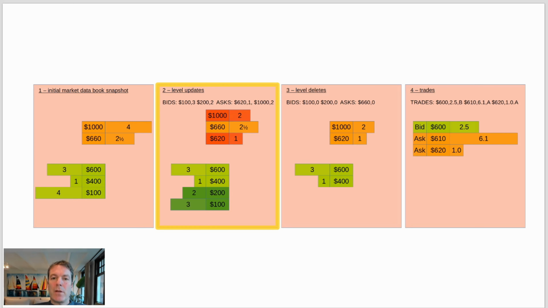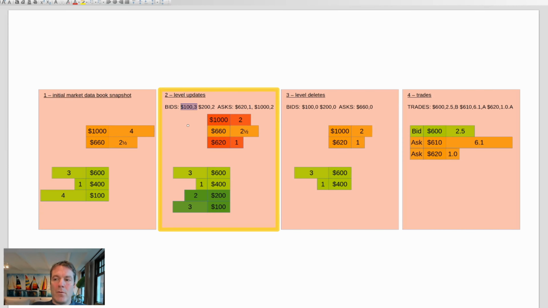Box 2 shows some example level updates on both sides. In this case, it's telling us that there are 3 quantity available at bid level 100 and 2 quantity available at level 200. You can see they've been inserted here into the order book. And on the ask side, you can see that there is now only 1 available at level 620 and 2 available at level 1000. You can see they've been updated in our order book there.